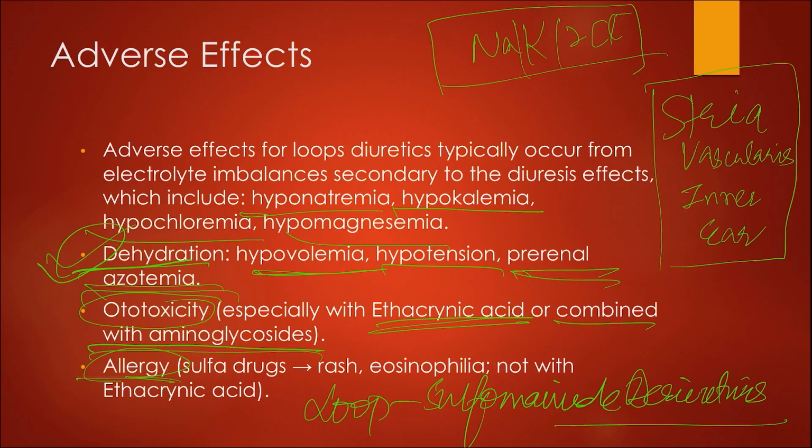So we have antibiotics such as sulfa antibiotics. We have anti-diabetic or oral hypoglycemic agents such as sulfonylureas, and then we have these loop diuretics. They are all sulfonamide derivatives. If a person has a sulfonamide allergy, it can lead to rash, eosinophilia, but ethacrynic acid is not a sulfonamide derivative. So in case of sulfa drug allergy, we can prescribe ethacrynic acid.